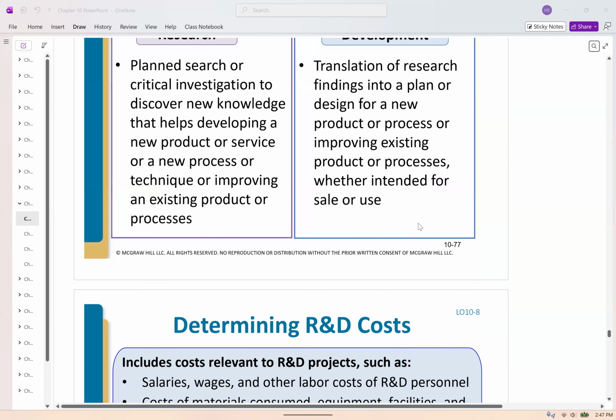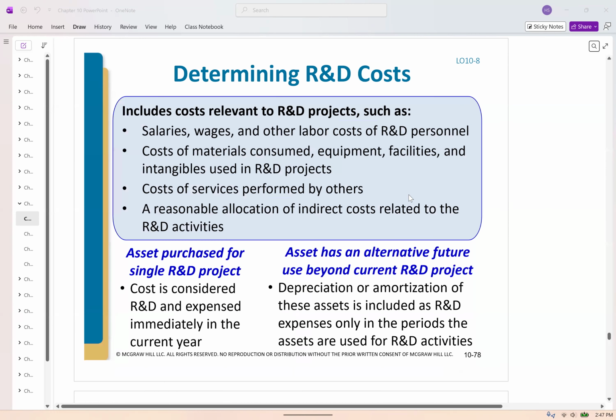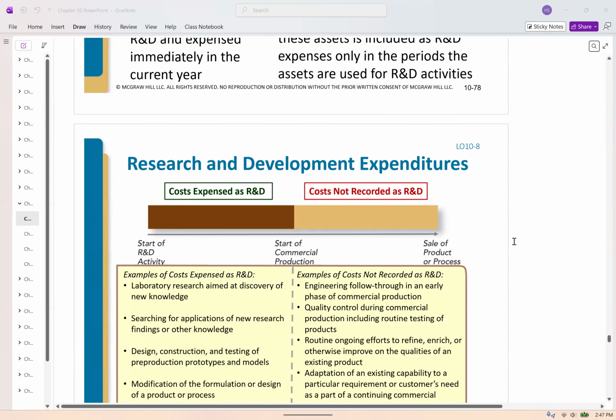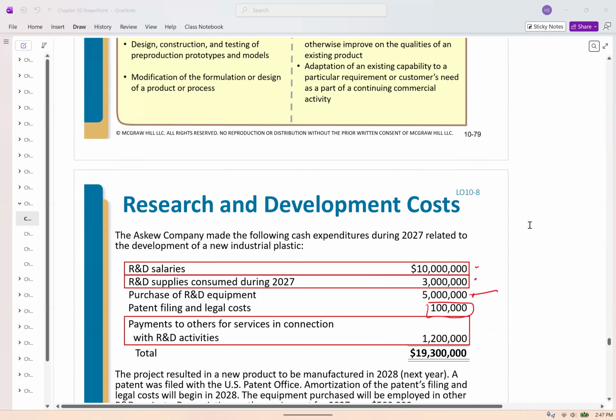Okay. So determining what R&D costs are. Some of those things include salaries, wages, other labor cost of R&D, cost of materials consumed, equipment, and there might be an intangible. There may be a patent that you've bought to be able to use to do the research and development. If an asset is purchased for a single R&D project, we are going to expense it immediately in the current year. If it has alternative use, then we'll depreciate it or amortize a patent. Okay.